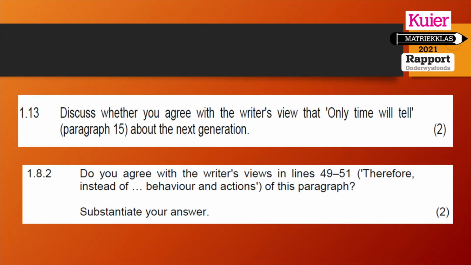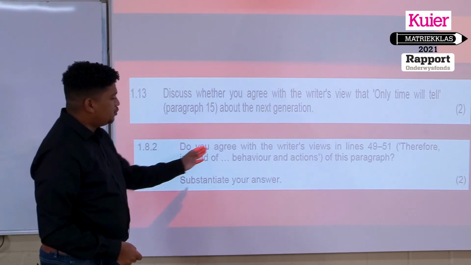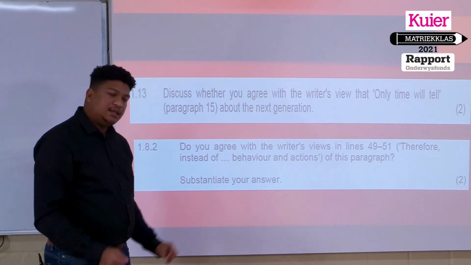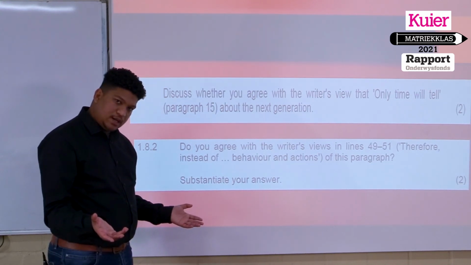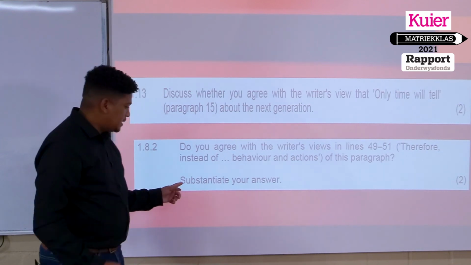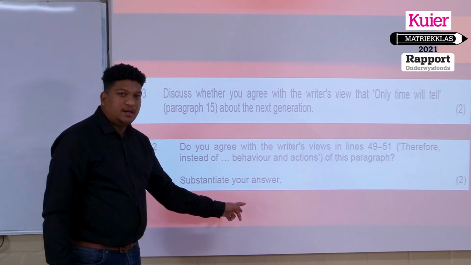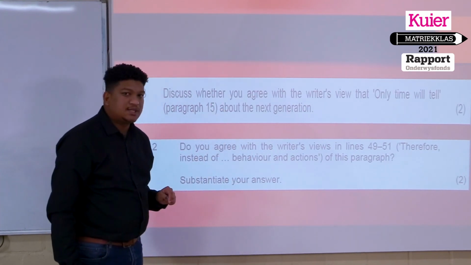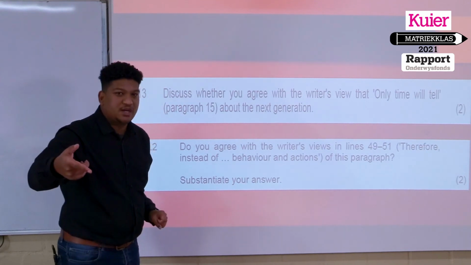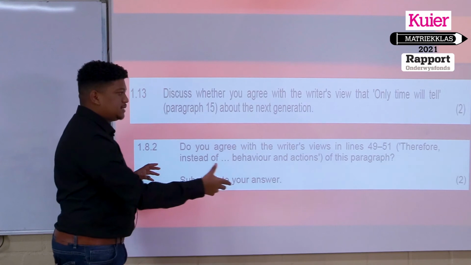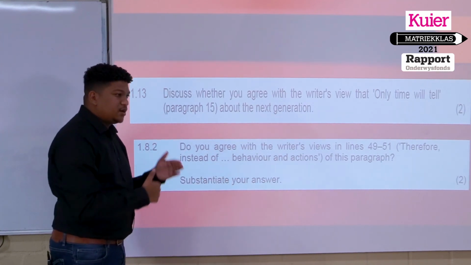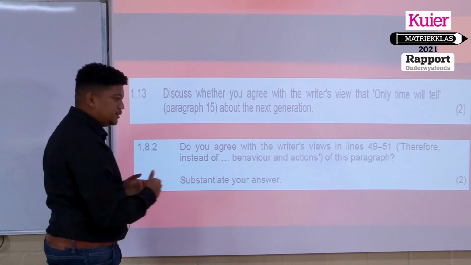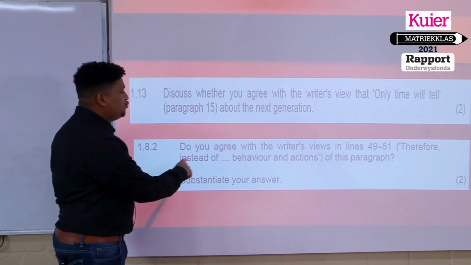Okay? The next one says, do you agree with the writer's views in lines 49 to 51? Now, obviously, this is a lengthier quote than that. The question again says, do you agree? Automatically, yes or no? Yes or no? But substantiate your answer. Now, in here, it doesn't say substantiate your answer, but you should know this because you are asked the question, you are asked to discuss. Okay? So you're going to give a lengthier answer because you're discussing. Here, you're going to substantiate because the question is asked, do you agree?